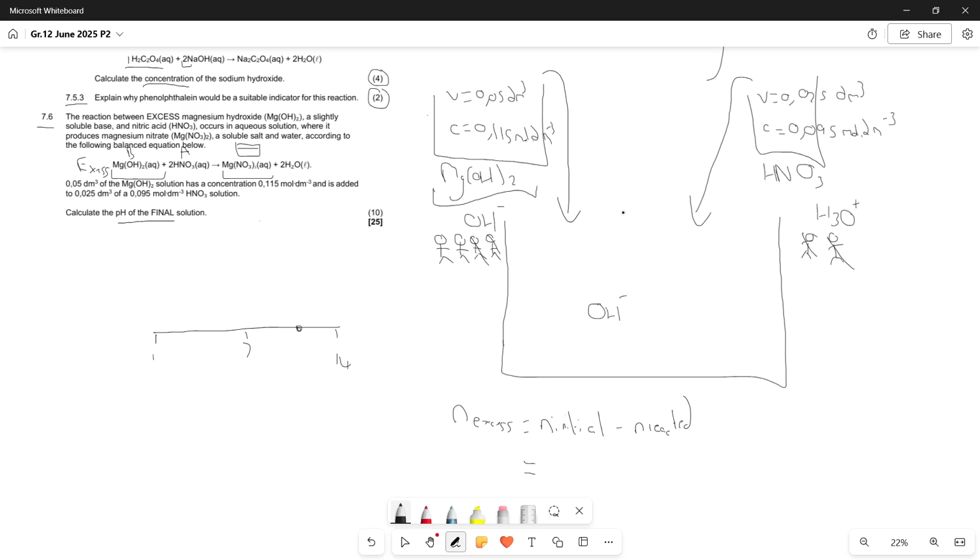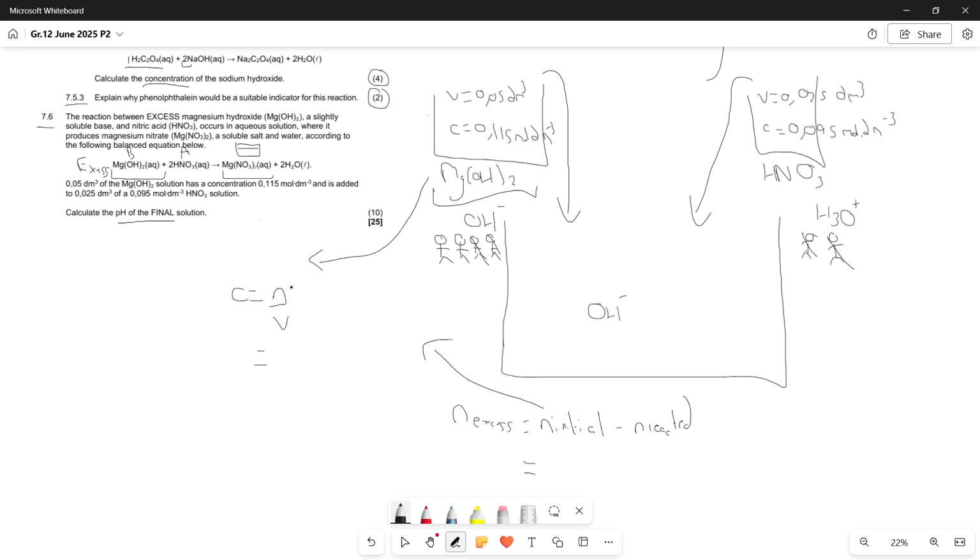But we don't know how much reacted from this beaker, but we do from this beaker, because this was our limiting reagent, which means all of this ran out, okay? Which means to calculate the initial moles for this one, we can then do our C equals N over V for this over here, this MgOH2.